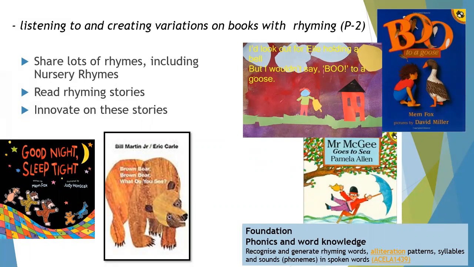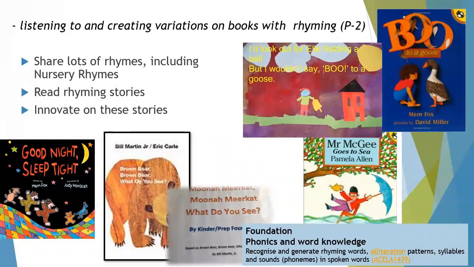Here are some ideas for you. So Boo to a Goose, you could innovate on the rhyming couplet like we did in preschool, where we've got this page here. I'd look out for Elle holding a bell, but I wouldn't say boo to a goose. So that rhyming couplet followed by that repetitive refrain is very, very popular.